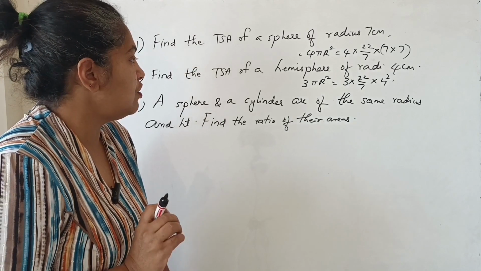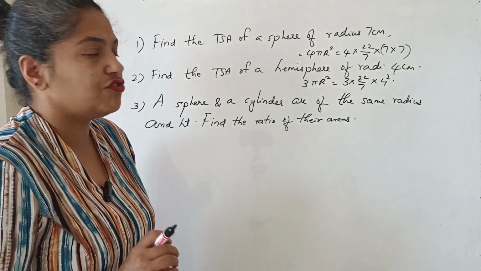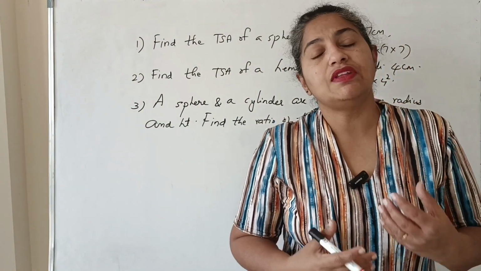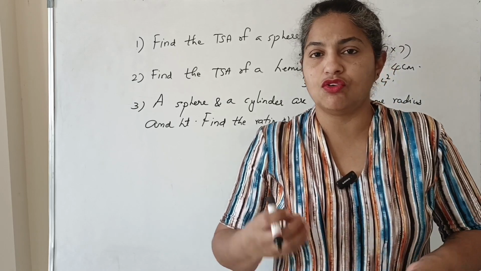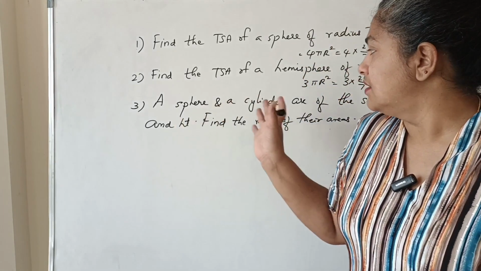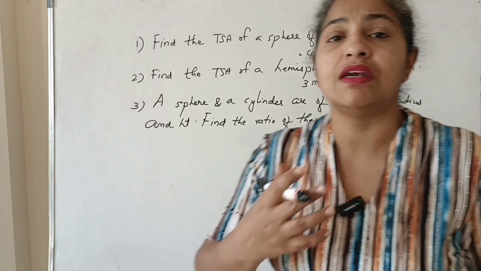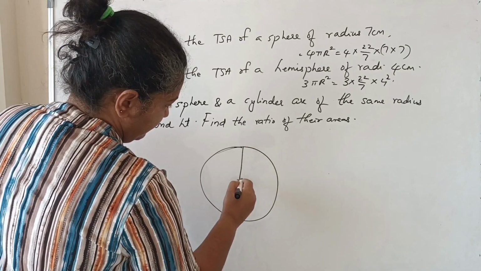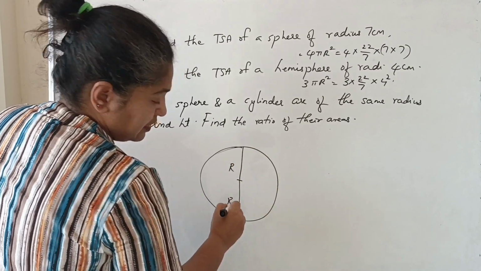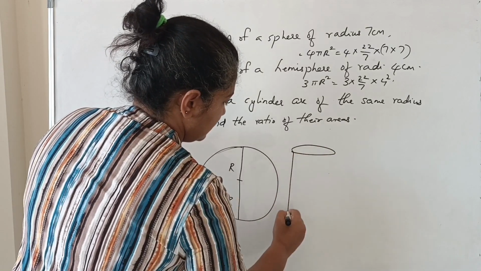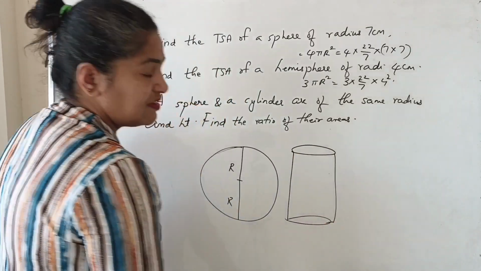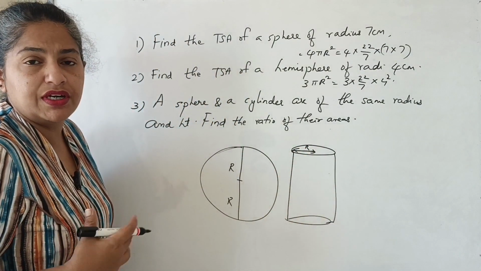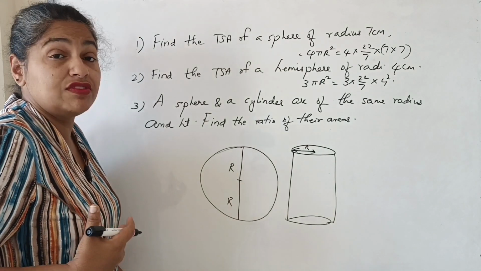A sphere and a cylinder are of the same radius and height. Find the ratio of their area. So you have been given two solids whose ratio of the areas we need to find. What is the data that is given to you? Absolute values of measurements are not given. They have just said that a sphere and a cylinder are of the same radius and height. So if this is our sphere, and this is our cylinder, they are of the same radius. And it is also said that they are of the same height.